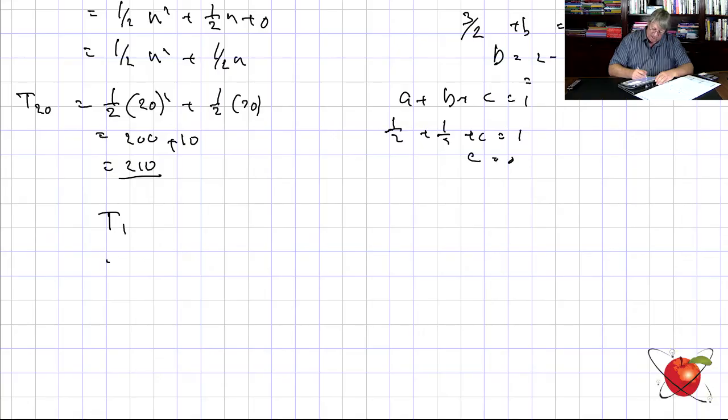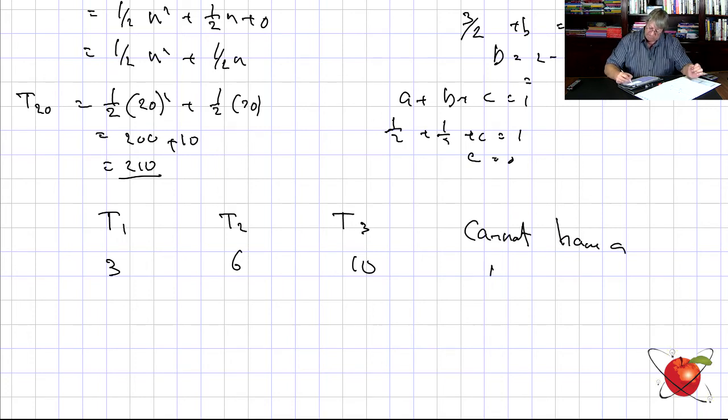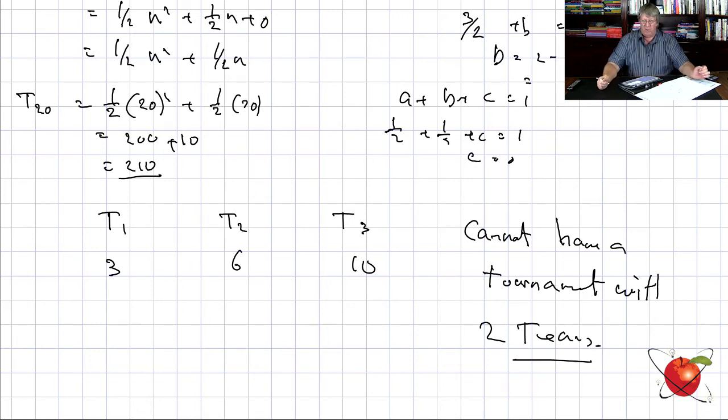A tournament, you do exactly the same. But at a tournament, very often, a tournament might start with only having 3 teams. T1, T2. So you're going to get a 3, a 6, and a 10. Can you see the 1? You cannot have a tournament with 2 teams. It ain't possible.